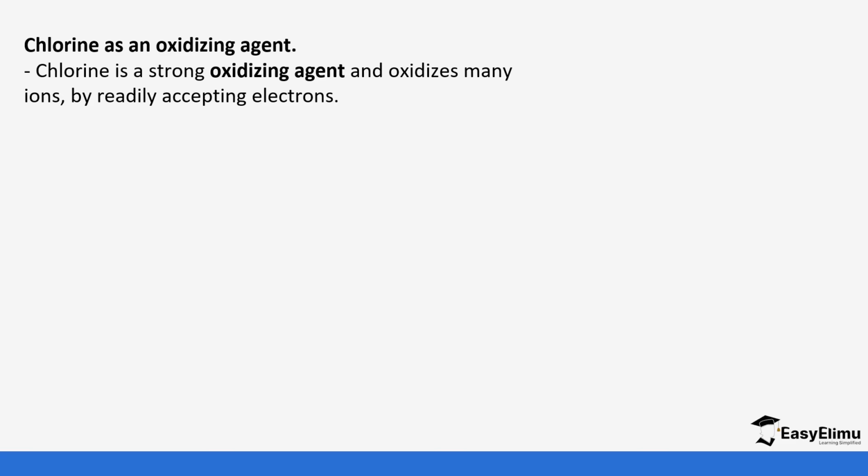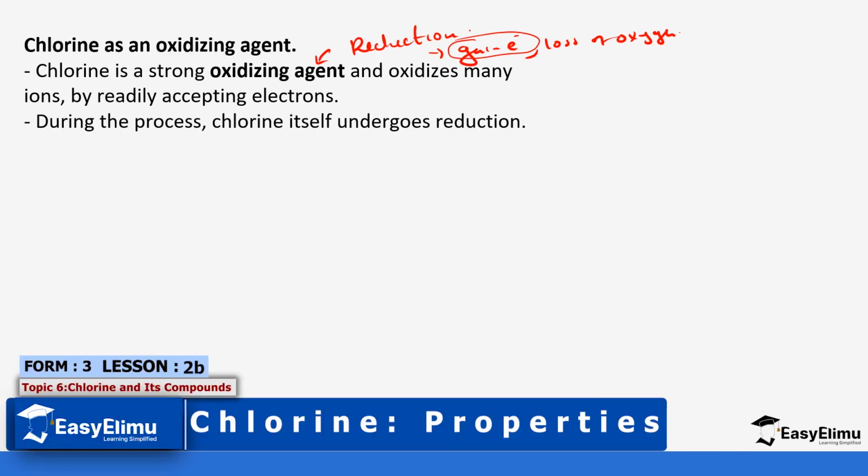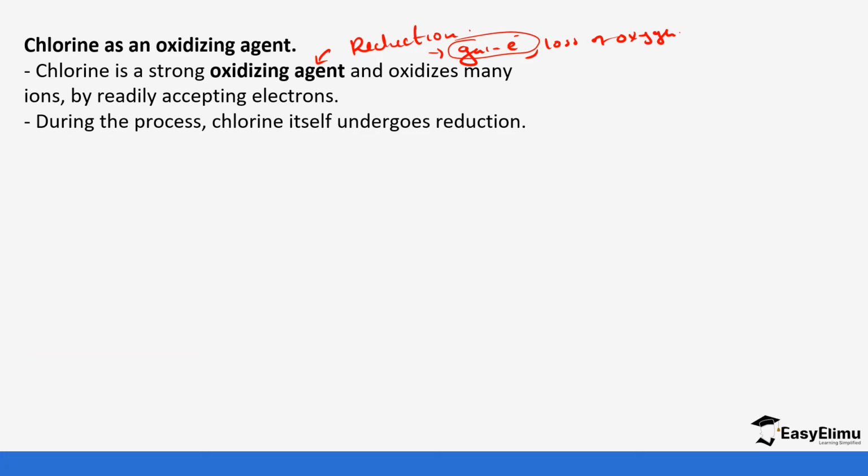Chlorine is a strong oxidizing agent, so it oxidizes many ions by accepting electrons. If we talk about it being an oxidizing agent, it means it undergoes the reaction of reduction. Reduction means it gains electrons or loss of oxygen. In this case, since we are not talking about oxygen, we will be talking mainly about gaining of electrons, which is a definition you learn later on in Form 4. That's the reason why it accepts electrons. So during the process, chlorine itself undergoes reduction.